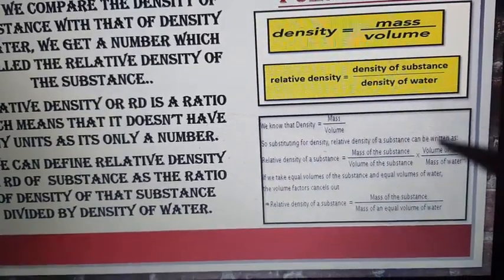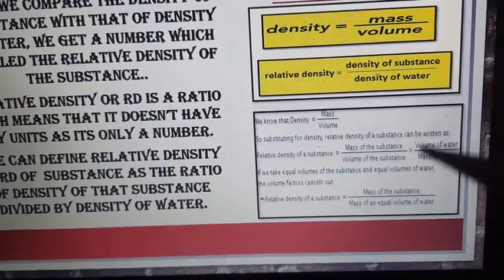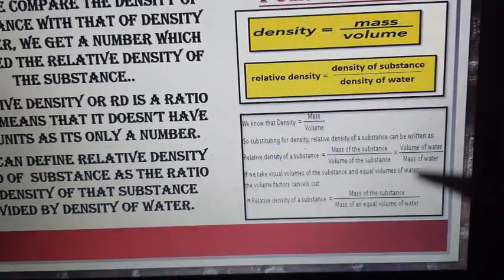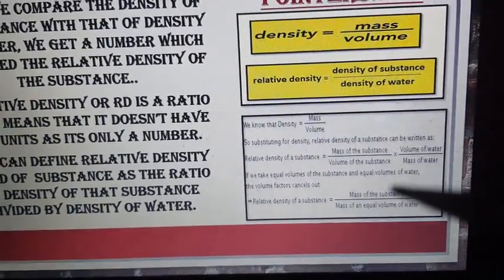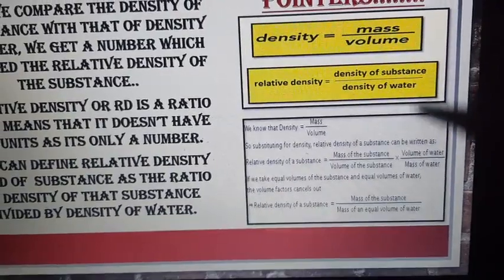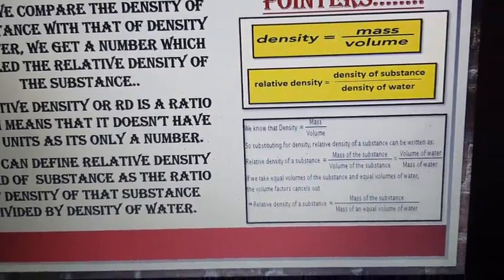Density of water can be written as mass of the water by volume of the water. Now you would be wondering why I have written volume on top and mass below. It is written over there like this because the relative density is 1 by density of water. So mass goes in the denominator and the volume goes in the numerator.